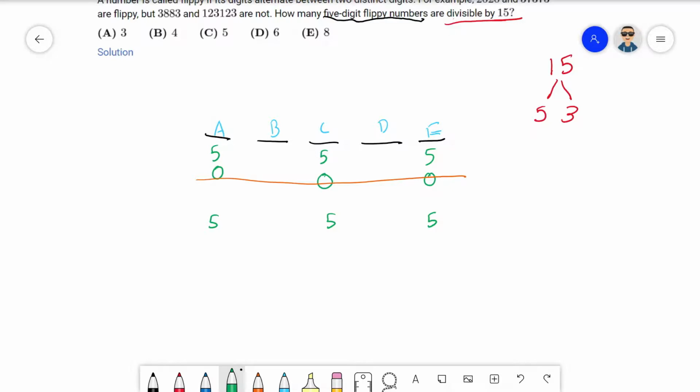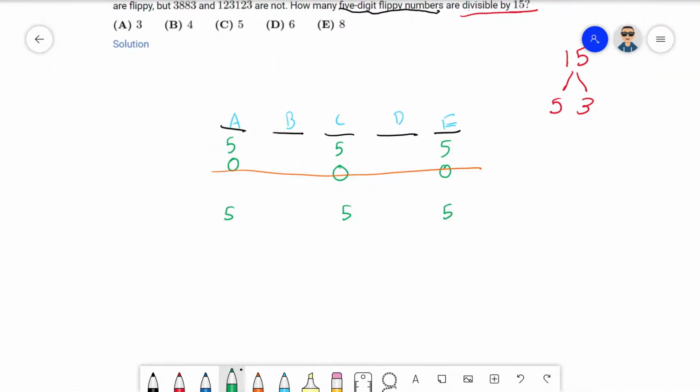This number has to be divisible by 3. That means the sum of all the digits has to be divisible by 3. So the sum of A, C, and E, and then the sum of B and D, when you add those all, has to be a multiple of 3. If we add up 5 and 5 and 5, we get 15. So 15 plus something has to be divisible by 3, and that something is the sum of D and B. 15 is already divisible by 3, so the sum of B and D has to be divisible by 3 to add to 15 and get a number that is divisible by 3. So we don't care about this 15 now. It's no use to us.